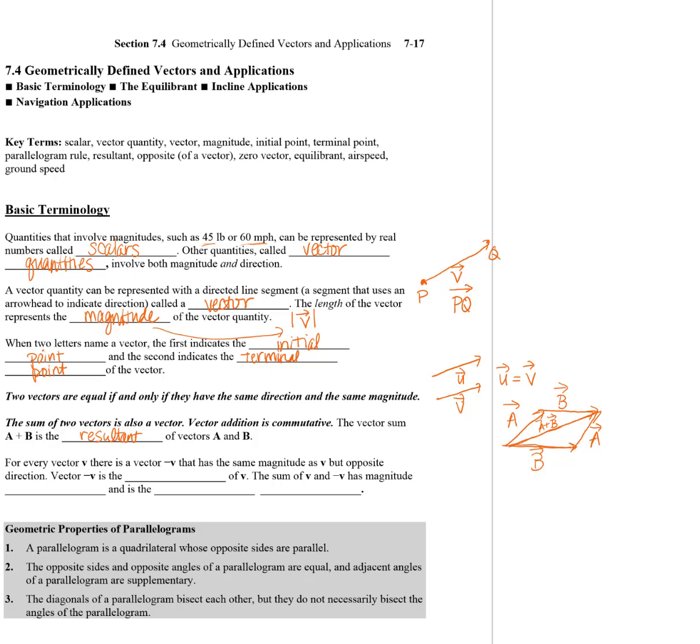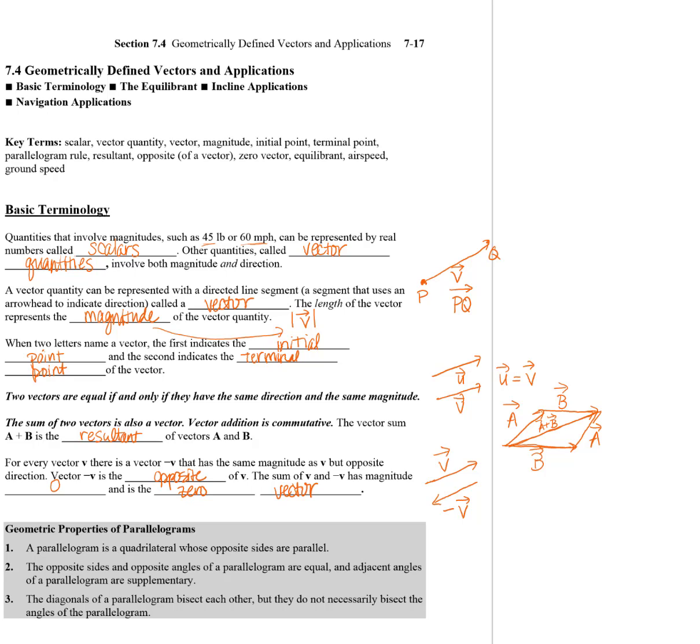The next part, for every vector V, there is a vector negative V that has the same magnitude as V, but opposite direction. If I draw a vector V, and another vector has the same magnitude, but it's in the opposite direction, then this would be negative V. Vector negative V is the opposite of V. The sum of V and negative V has magnitude 0, and is the 0 vector. So the 0 vector has no magnitude and no direction.